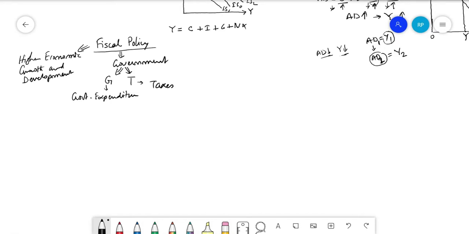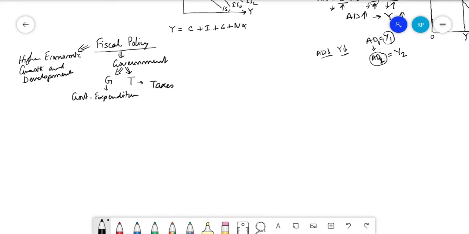Clear? So fiscal policy is basically under the government. They formulate it and they implement it. Monetary policy is formulated and implemented by the central bank of that particular country. And foreign trade policy, obviously, is by the government of that particular country. The main aim of fiscal policy is what? To bring that economy to the full employment level of output. This is the main objective.